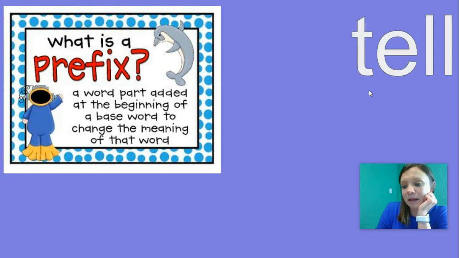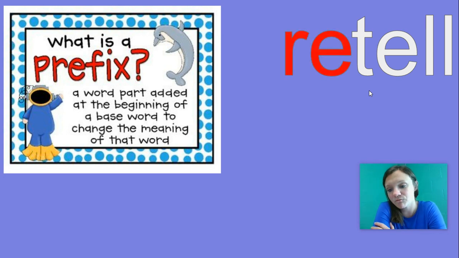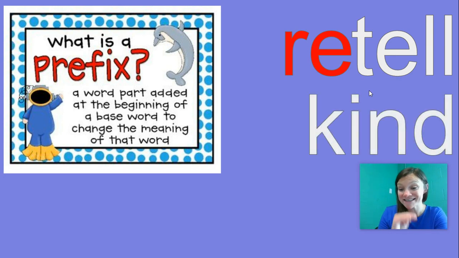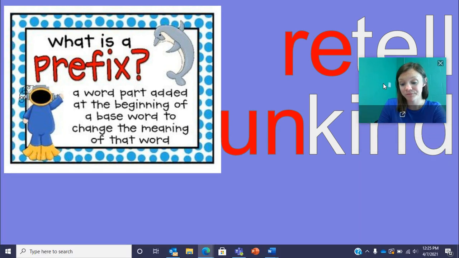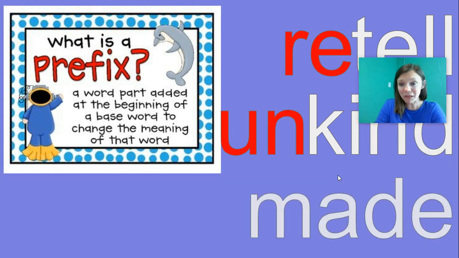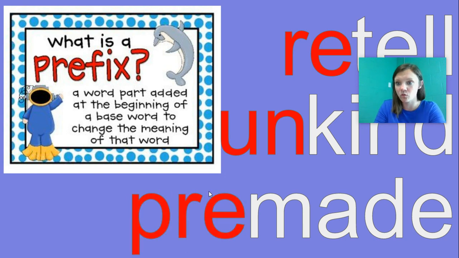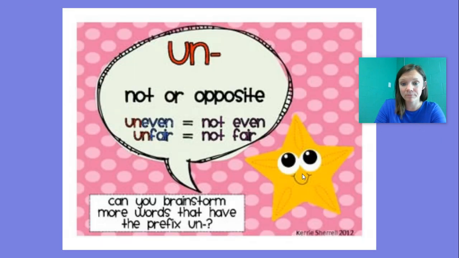Here are some examples. Tell. You're telling somebody something. If you add re to the beginning, that prefix means you're doing it again. You're telling something again. Here we have kind. Somebody who's kind is nice, right? But if you add un, we talked about un yesterday, unkind means not kind. My friend is unkind to him. That means she is not kind to him. And then the last example, made. Something is made, it's created. But if it's pre-made, pre means before. So it changes the meaning of made, it's made before.